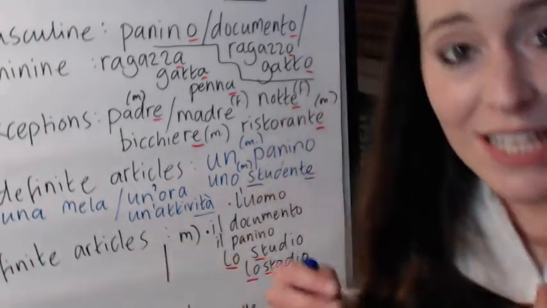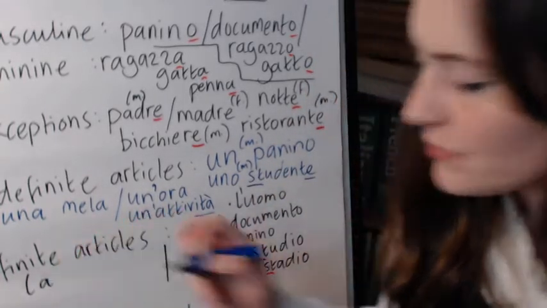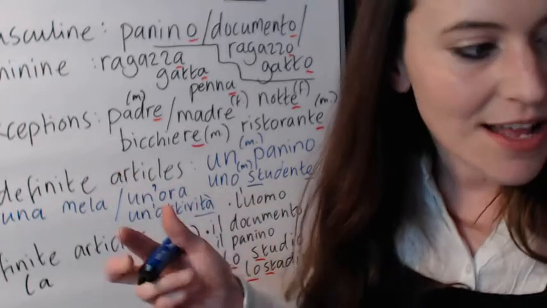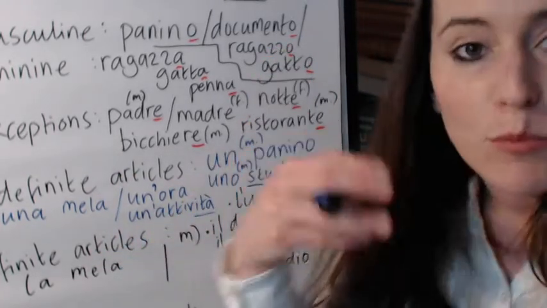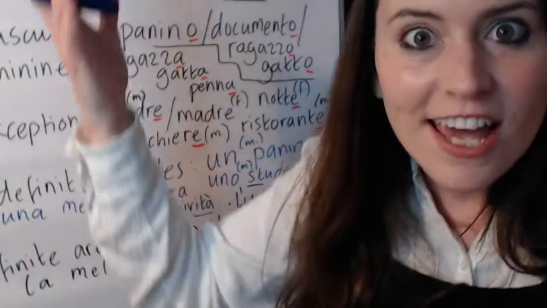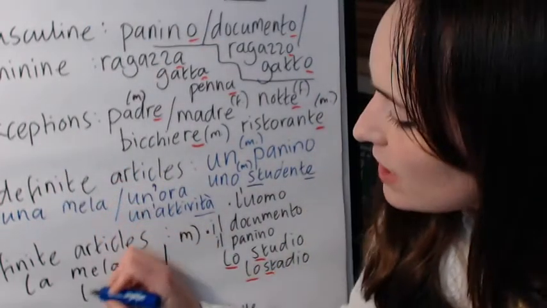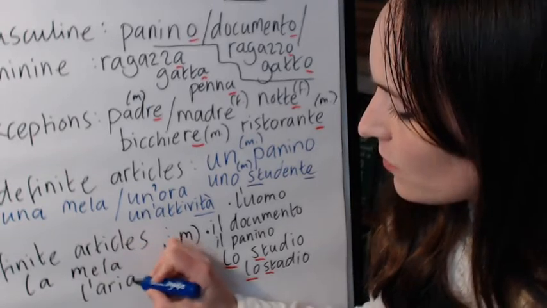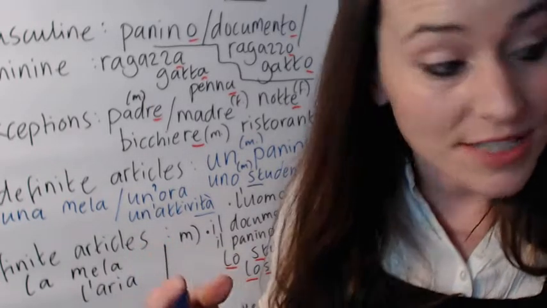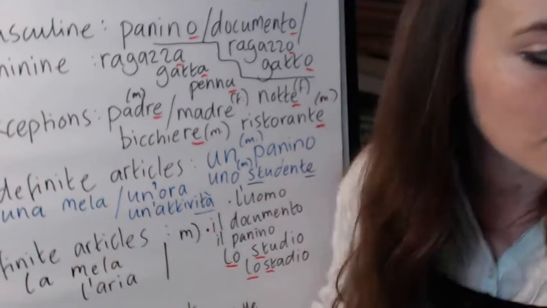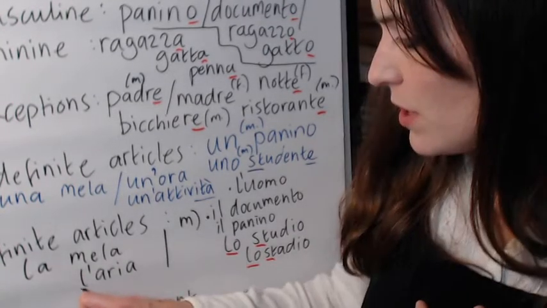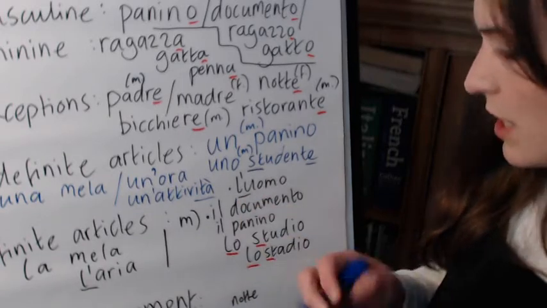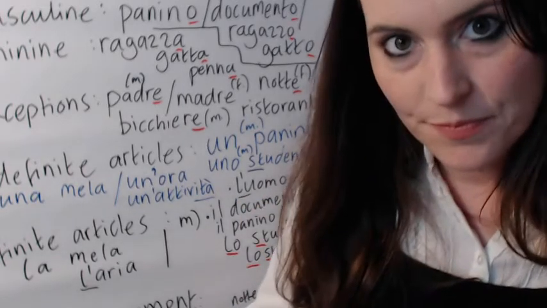So instead of il, we have la. La donna, la ragazza, la mela, la musica, l'aria. L'aria, that's one. So l'aria, or it could be talking about an aria if you're into singing or opera. That's a feminine noun, starts with a vowel, L apostrophe, just like in the masculine.